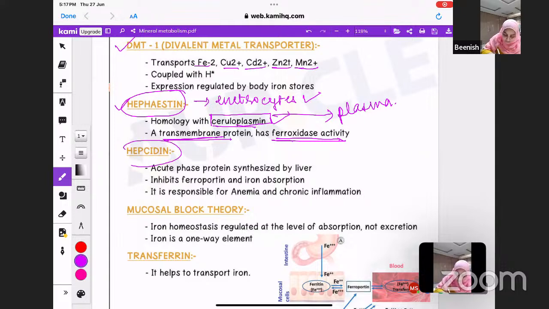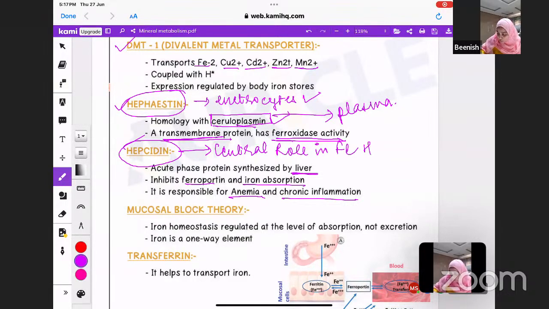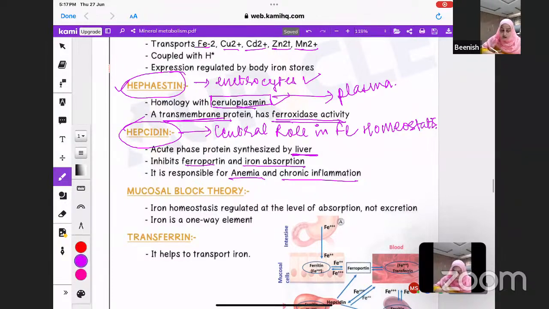Now what is hepcidin? It is an acute phase protein synthesized by liver. It inhibits ferroportin and iron absorption. It is responsible for anemia of chronic inflammation. So your hepcidin is basically a peptide which is synthesized in the liver, and it plays a central role in iron homeostasis. How is it playing a role? Because it is able to bind to your ferroportin. What was ferroportin? We just discussed here.